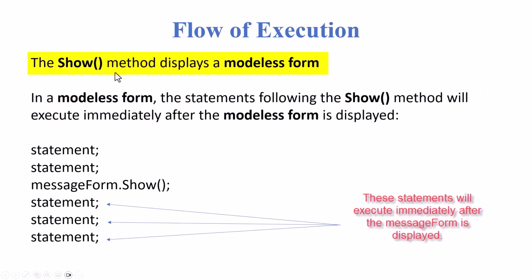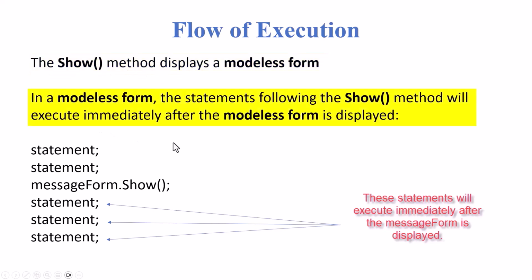The Show method, which doesn't have a dialog piece in it, displays a modelless form. In a modelless form, the statements following the Show method will execute immediately after the modelless form is displayed. So again, we have a button of some kind. These statements will execute, then the message form Show brings up the new form, and these statements execute right away, even though there's another form running on your screen.